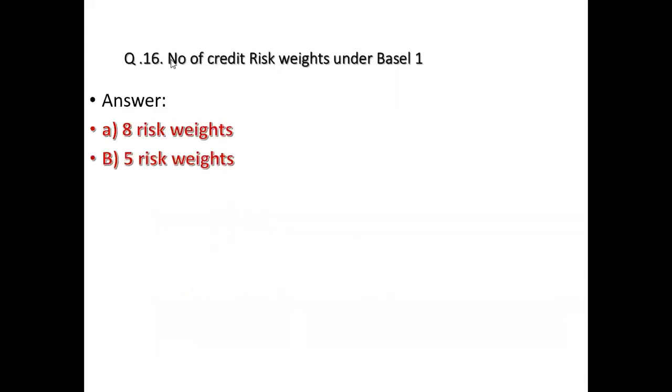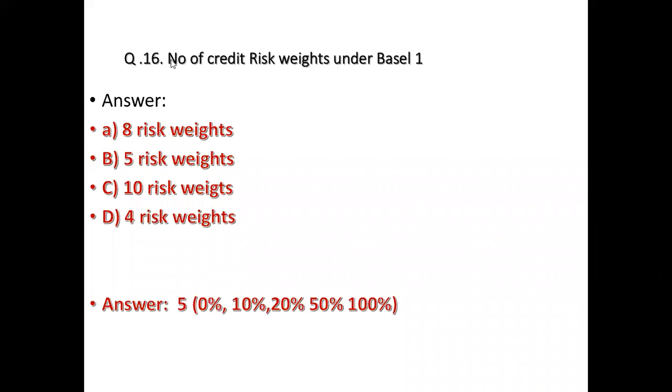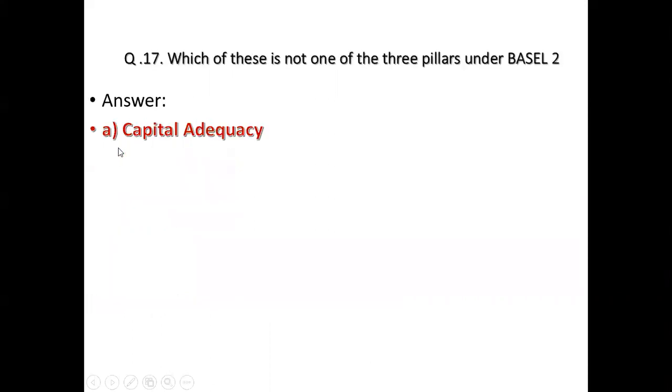Okay, friends? And the number of risk weights, this question they have asked. Under Basel 1, how many risk weights were there? Five risk weights were there. Basel 1 addressed only credit risk. Remember, Basel 2 included three risks: credit risk, operational risk, and market risk, but Basel 1 took care of only credit risk, and five risk weights were assigned. What are the five? 0, 10, and so on. Understood? Question and answer.